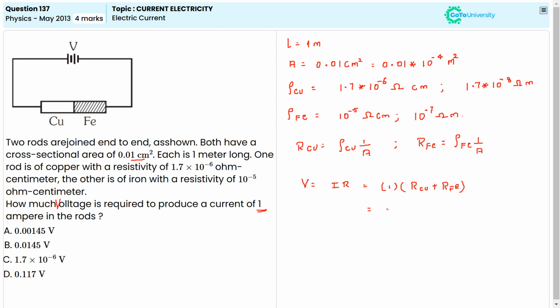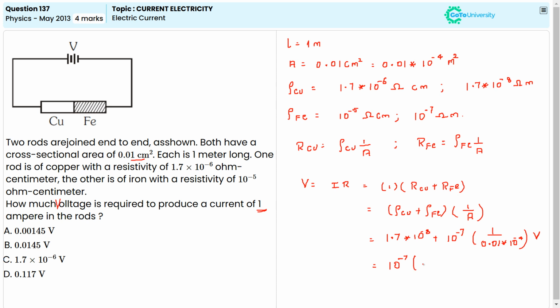Then if we substitute the values, we can write this as rho Cu plus rho Fe, copper and iron, times l by A, which is equal to 1.7 times 10 to the power of minus 8 plus 10 to the power of minus 7, times 1 upon 0.01 times 10 to the power of minus 4 volts. Then simplify this, we get the answer in 10 to the power of minus 7.